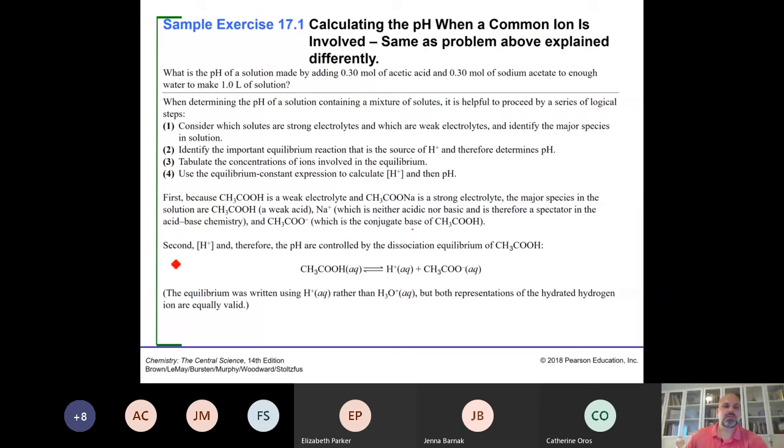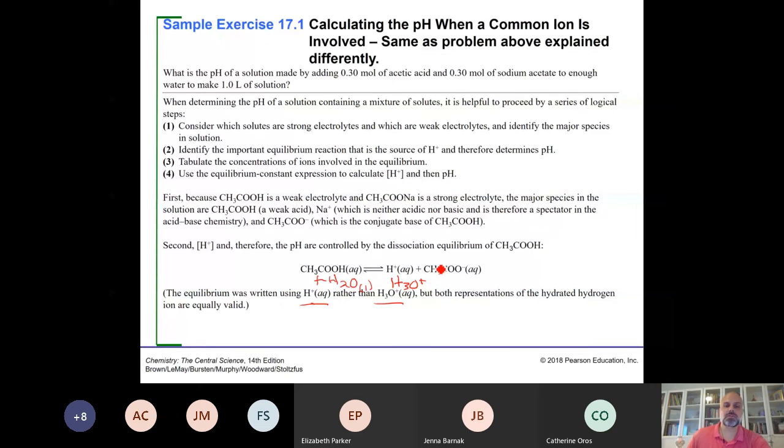Second, the proton concentration and therefore the pH are controlled by the dissociation equilibrium of the acetic acid. So this is the equation we just had before. Acetic acid dissociates to give us protons plus the acetate ion. And next, the equilibrium was written using protons rather than hydronium. This is something I've been discussing over and over again. We're no longer adding water, so we're no longer getting hydronium ions out.